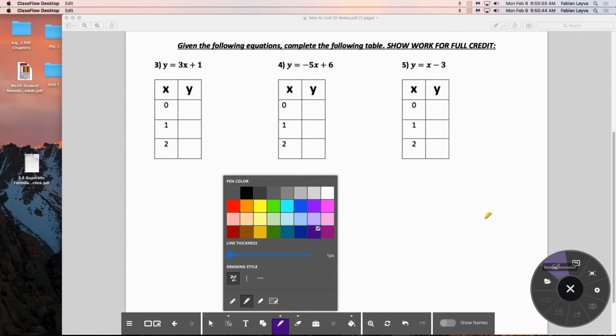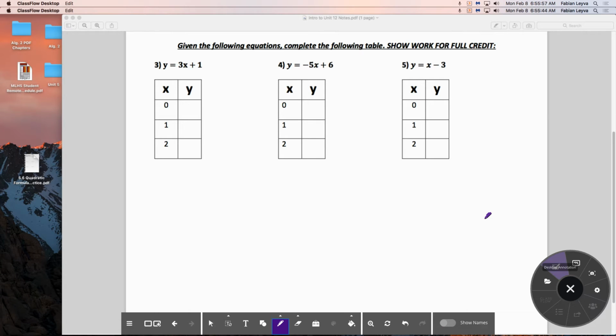I have 3 examples that I want to go over. The first one is, well, let's read the instructions first. Given the following equations, complete the following table. Show work for full credit. So keep in mind that I want to see everything numbered. Don't forget to number them. I want to see your equations written, and I want to see a really quick x and y chart with those following values.